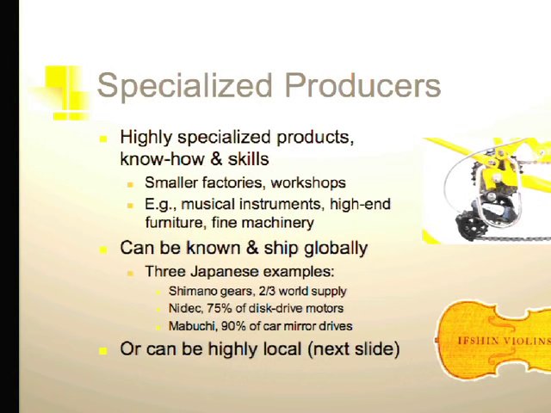Okay. Then there are very specialized producers who put out, because of specialized skills, know-how, patents, labor forces, and so on, generally in smaller factories and workshops, highly specialized products, which have much more of a niche market, a limited market, a high-end market, or whatever. And these are often known globally and shipped globally from one location, even though they're small scale, because they're producing these fine products.